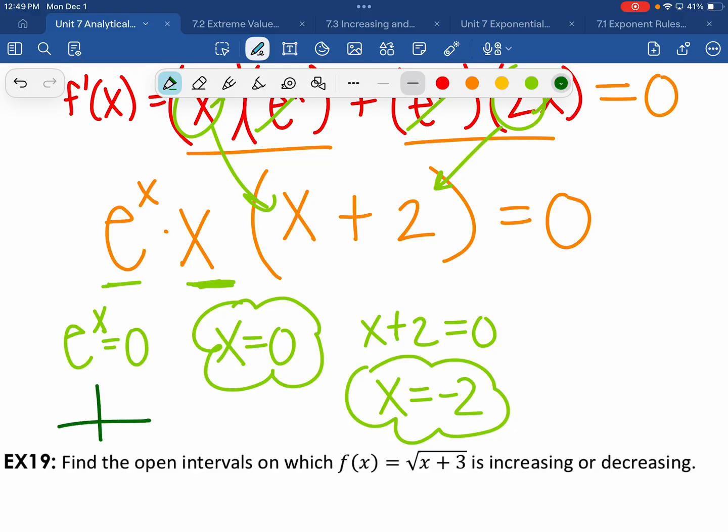And if you think about the graph of an exponential, this is kind of what a graph looks like. It's got that horizontal asymptote here. Is it ever going to hit 0? No. So you just don't get any critical points from that one.